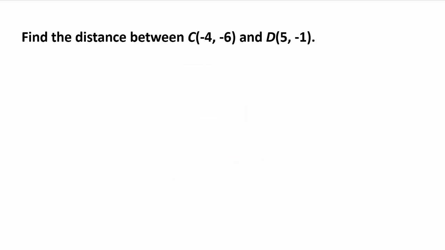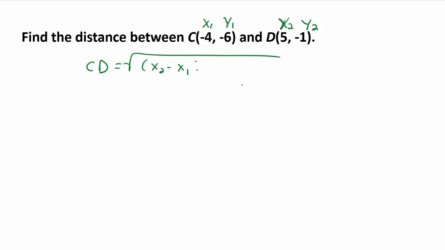Once again, we're going to start by labeling our points. X1, Y1, X2, Y2. This is just good practice to do so. Now let's write our distance formula. Let's go ahead and write CD equals the square root of x2 minus x1 squared plus y2 minus y1 squared.